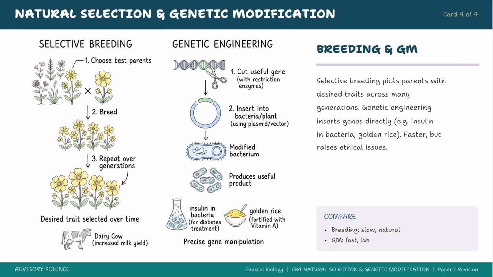Selective breeding works through normal reproduction over many generations. Genetic engineering happens in a laboratory and is much faster, so make sure you use the right name for each.